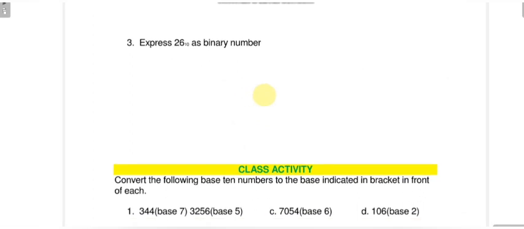So example 3. Express 26 base 10 as a binary number. Again, I'm going to draw our straight line. So a binary number is a number in base 2. Let me just work this out this way. Okay. So I'm going to write 26 here.